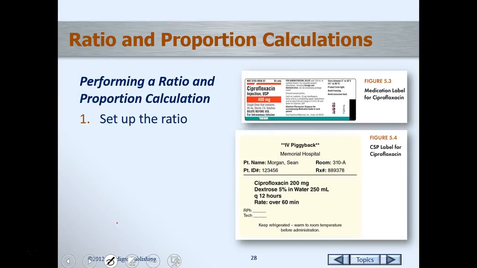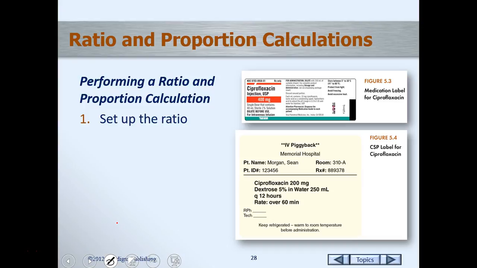So, ratio proportion. Now we have this one. Let's have you solve for the amount that we need. Okay, so now I'm going to walk you through it to check your answer.